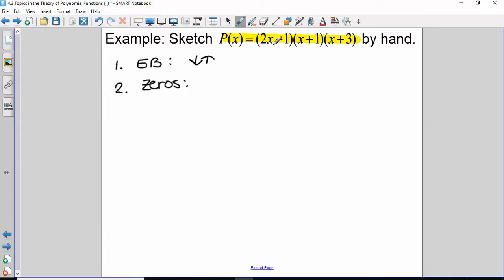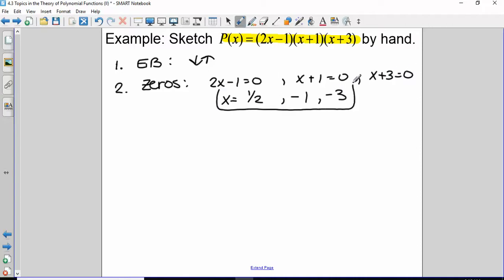So to find your zeros, you just set each of these parentheses equal to 0. So we need to know what makes 2x minus 1 equal 0. And that would be 1/2. What makes x plus 1 equal 0? -1. And what makes x plus 3 equal 0? -3. So I have 3 zeros, which I expect because I said degree was 3. So we should have 3 zeros.